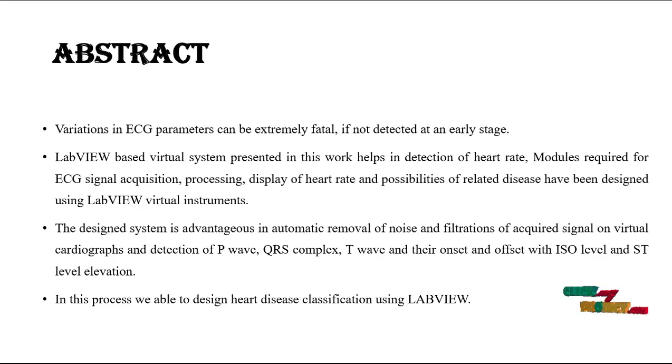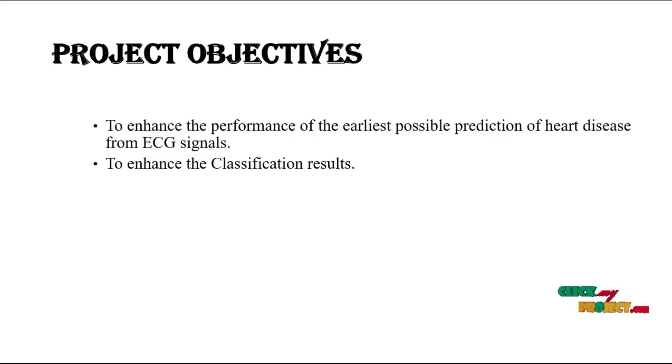Modules required for ECG signal acquisition, processing, display of heart rate and possibilities of related disease have been designed using a LabVIEW virtual instrument. The designed system is advantageous in automatic removal of noise, filtration of the acquired signal on a virtual cardiograph, and detection of the P wave, QRS complex, T wave and their offset with the ISO level and the ST level elevation. In this process, we are able to design a heart disease classification using LabVIEW.